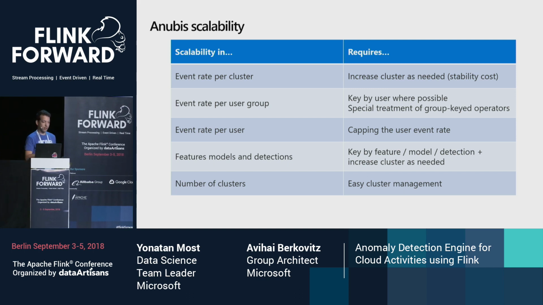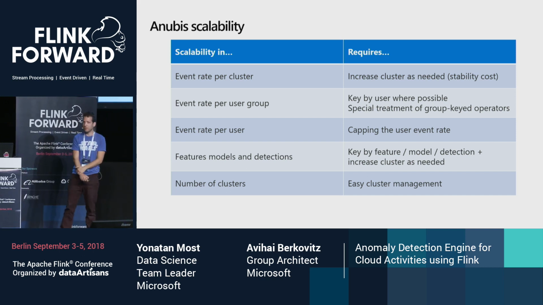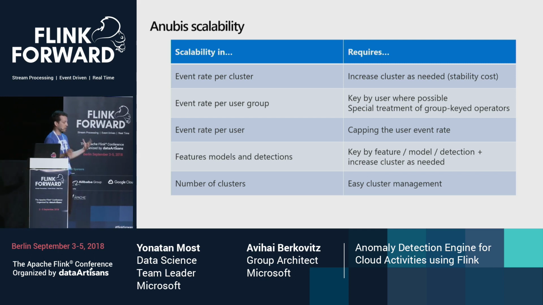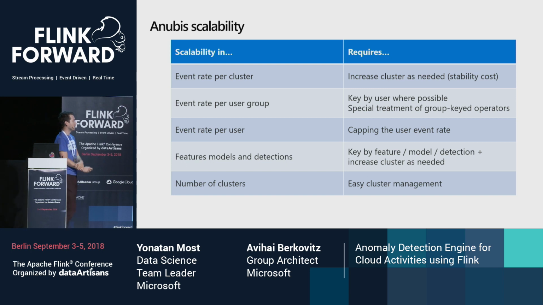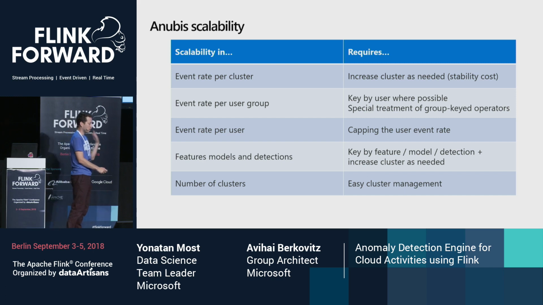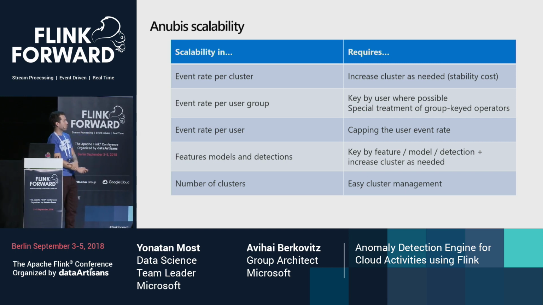Next would be scalability and adding more features and models and detection. As I said, we're continuously adding more stuff to this pipeline, with different teams writing to the platform. We just key by the feature, model and detection, so they're calculated concurrently. This restricts the dependency between them. So no interdependency in features. Models cannot depend on each other, only on features, and detections cannot depend on each other, only on models and features. And when we add more of them, we just increase the cluster, as if there was a higher event rate.